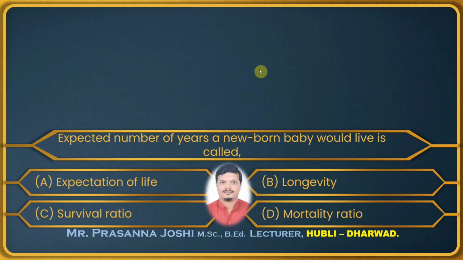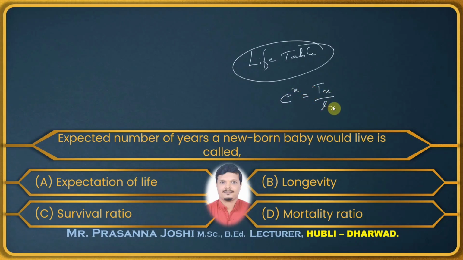Students, this question is coming from Vital Statistics chapter. In that life table concepts, this concept arises. In that we know expectation of life, EX, which is TX divided by LX. Once when we know this age X equal to 0, that means newborn baby, how many years they would live is called as longevity. So the correct answer is longevity.